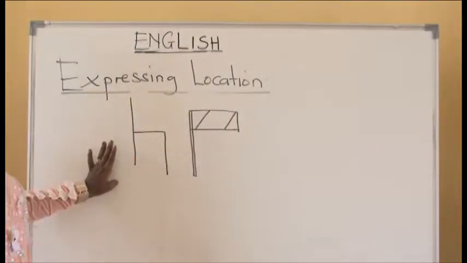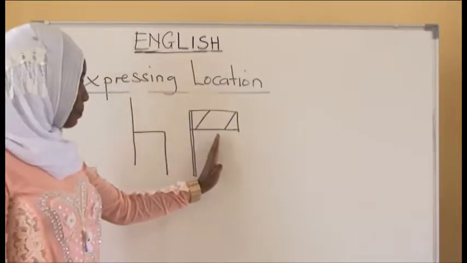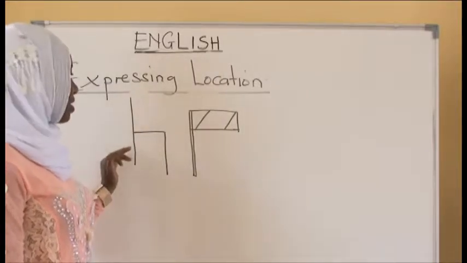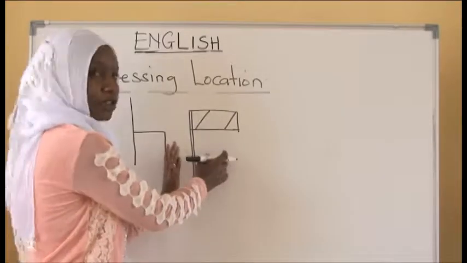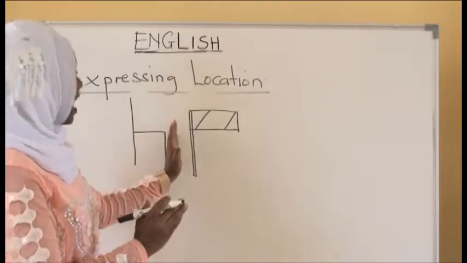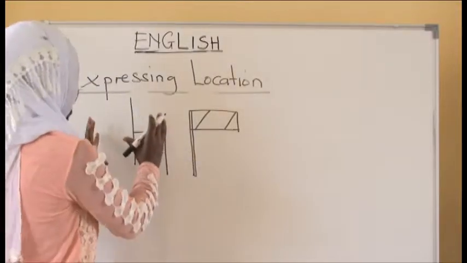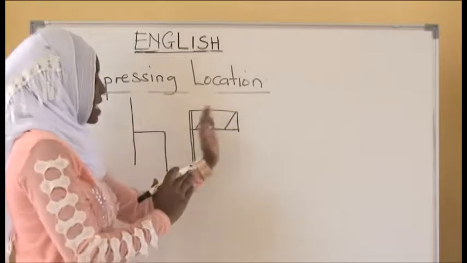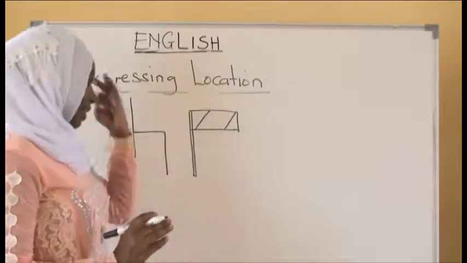Then you need to tell the position of each picture here. We have a flag here, and we have a chair here. If you are to tell the position of a flag, you will say a flag is in front of a chair, because the chair is behind and the flag is in front, so we say the flag is in front of the chair. And if you're asked about the chair, and because the flag is here in front, then we will say the chair is behind the flag.